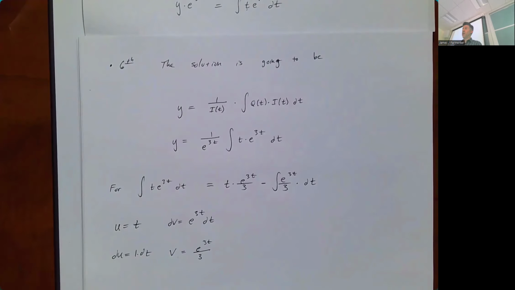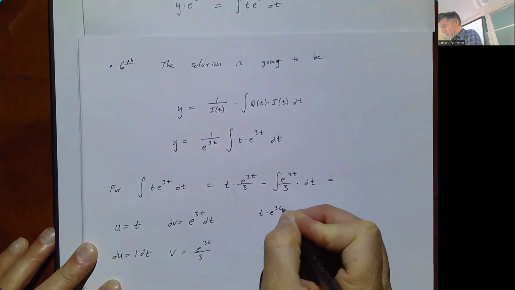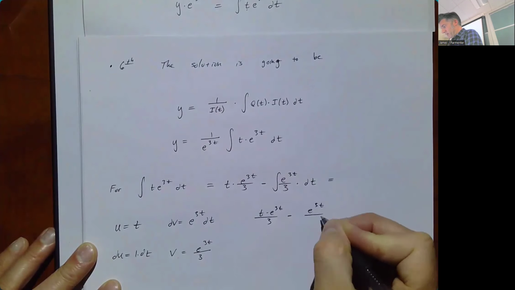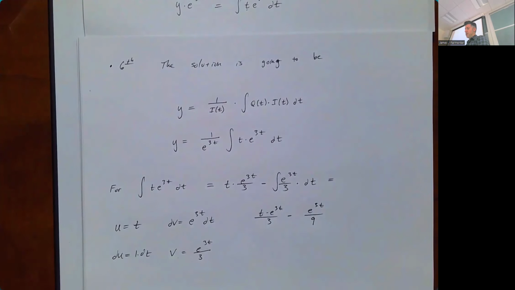I'll remind you, I know it's probably been a little while, the whole point of integration by parts is to get a new integral that's easier to integrate. So this new integral here, the integral of e to the 3t divided by 3, is very straightforward. It's just going to be e to the 3t divided by 3 times another 3. So we're going to end up getting t times e to the 3t over 3, minus e to the 3t over 3 times 3. So here's what our solution looks like.